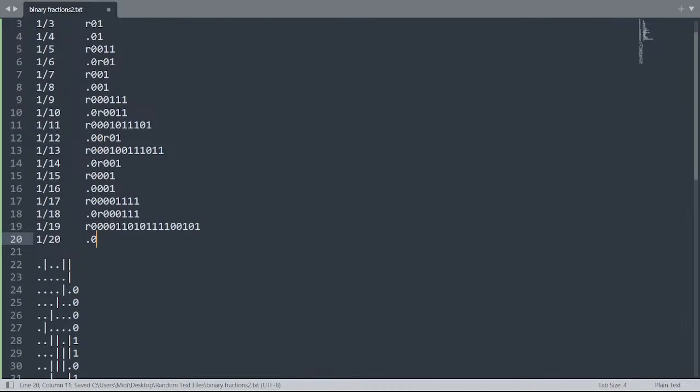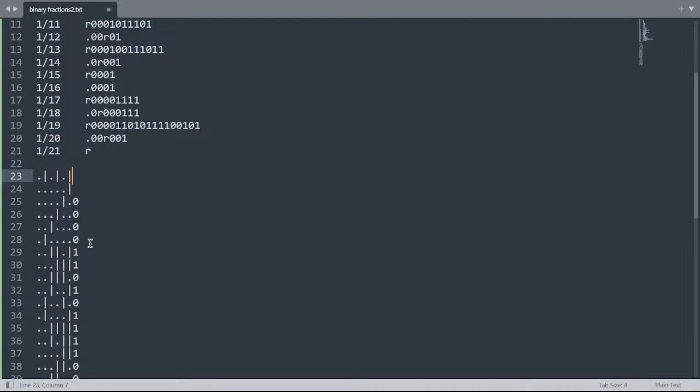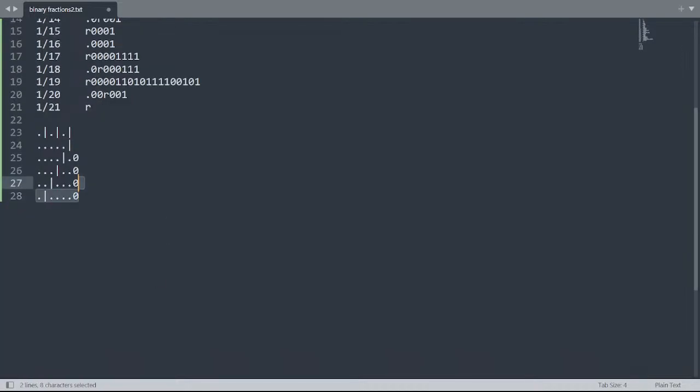Anyway, so it's 0.00 rep 001 because it's half of 1/10. We keep going. 1/21. We have to calculate this one ourselves. It's going to be another magic sequence one. Okay. Keep going.